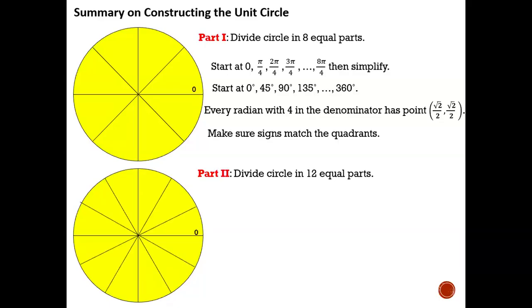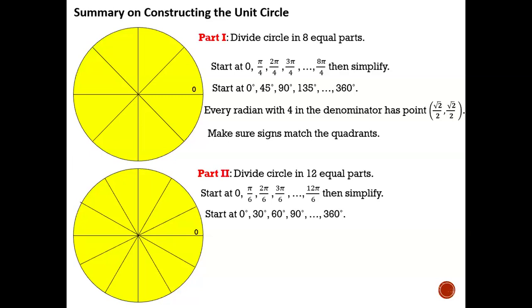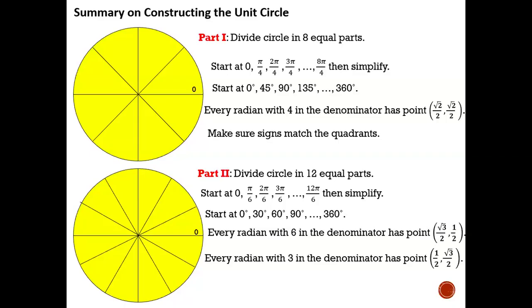Okay. So once we divide our circle into 12 equal parts, we'll have the remaining important angles for our unit circle. Again, the first line is the angles listed in radians, and our second line is in degrees. Okay. So for your knowledge, every radian angle with a 6 in the denominator has the point square root of 3 over 2 for x, 1 half for y. And every radian angle with a denominator of 3 has the point 1 half for x, and square root of 3 over 2 for y.